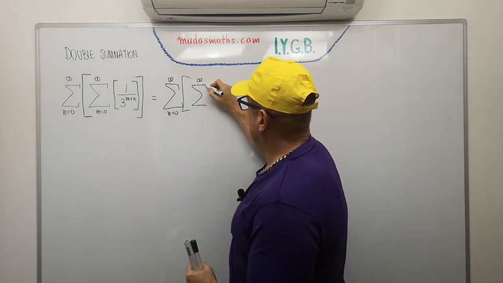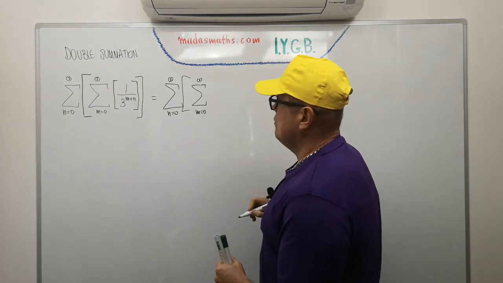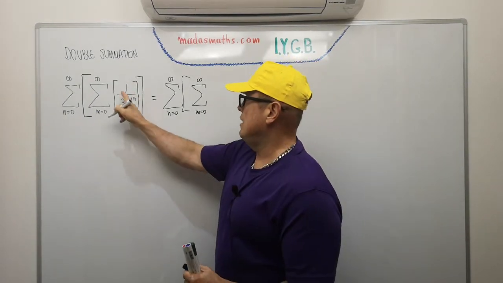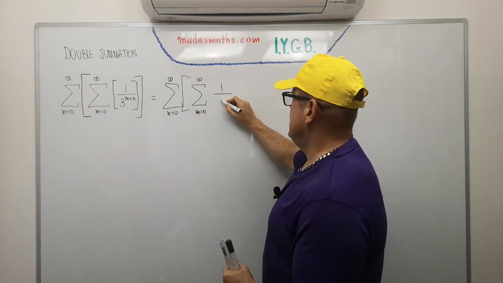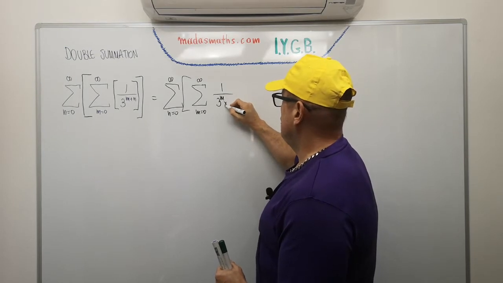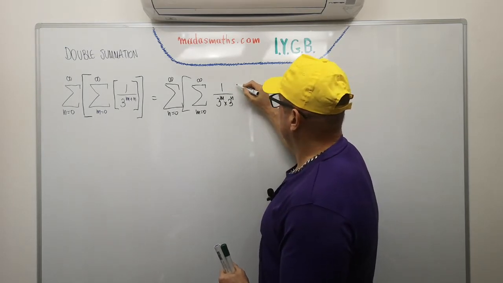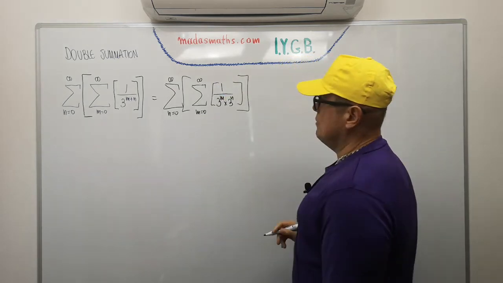And sigma again, from m equals 0, and try to make sense of it. The only thing I can think of doing at the moment is to split the denominator of this fraction using the rules of indices to 3 to the m times 3 to the n. Close this argument here and close the outer argument.